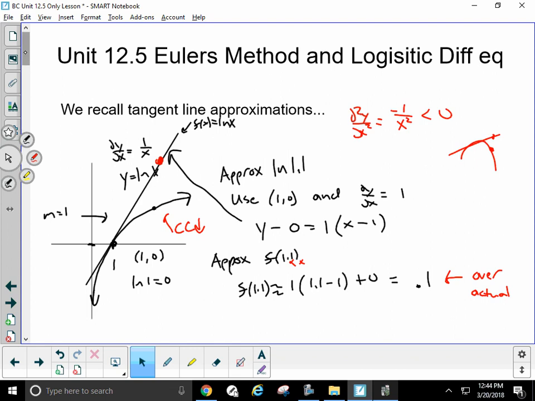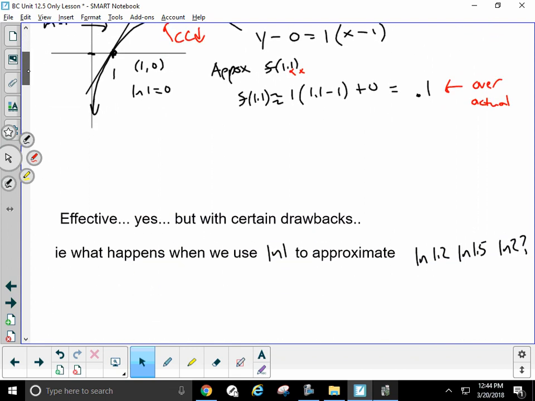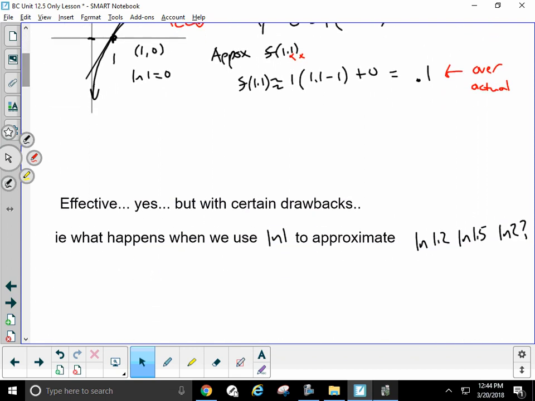All right. Well, what is the problem with this type of tangent line approximation if I'm trying to approximate log of 1.2 or 1.5 or log of 2? Discuss that with your neighbors. The further you are from your known point, the less accurate your approximation is going to be.